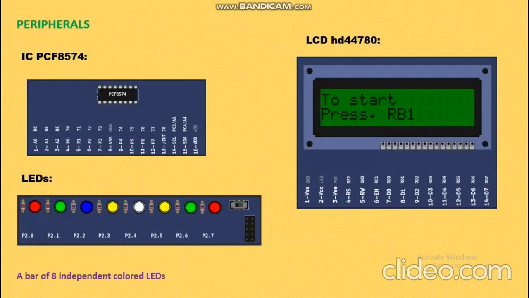Now, let us see the details of the peripherals that I used to make my project. A 16x2 LCD display has the ability to display any characters or numerical values for 16 columns and 2 rows. The rows represent the number of lines and the columns represent the number of characters. And a PCF8574 input-output expander and a bar of 8 independent colored LEDs as output.